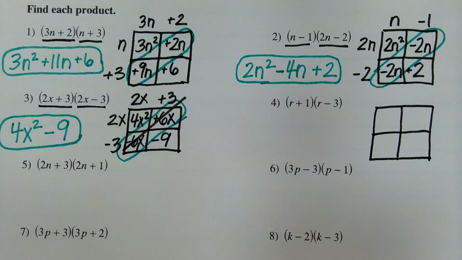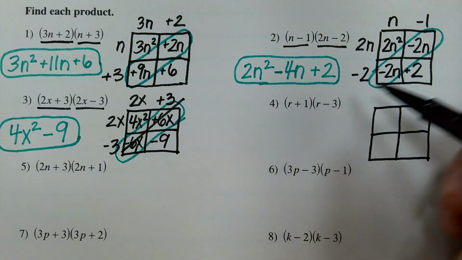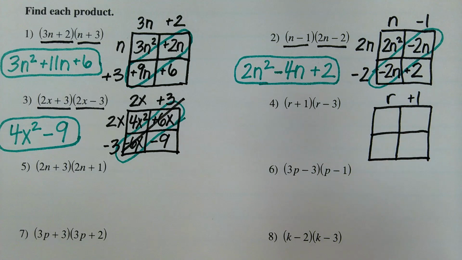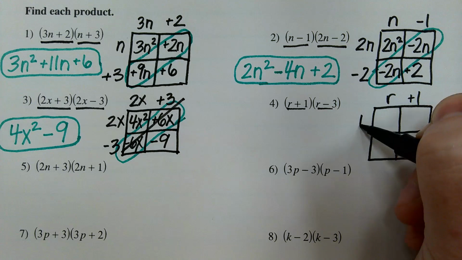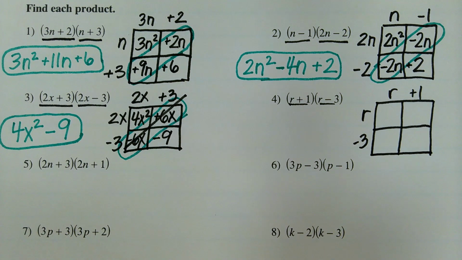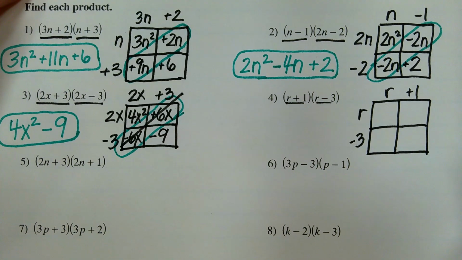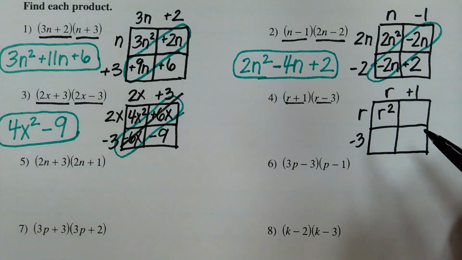And let's rewrite our binomials into this format here. So what should I write on top? R plus 1. And on the side? R minus 3, negative 3. Perfect. Okay, so what do I do here first? R times R is R to the second power, or R squared. Good.